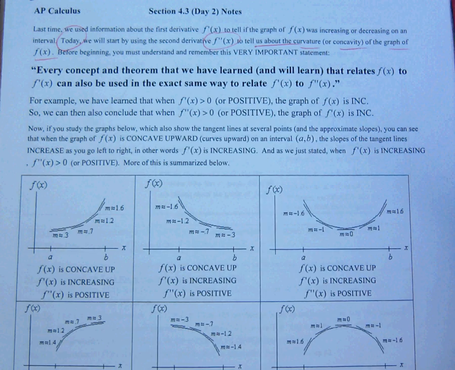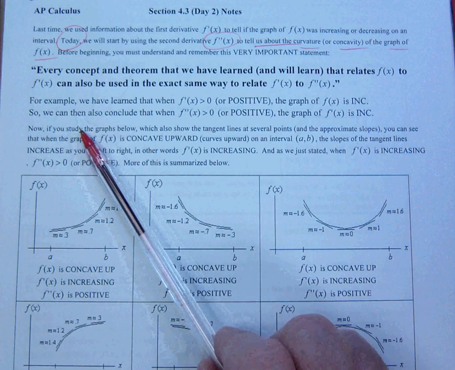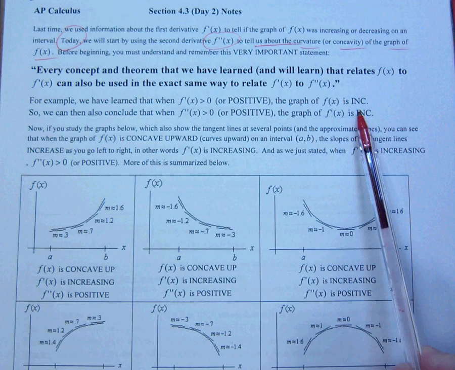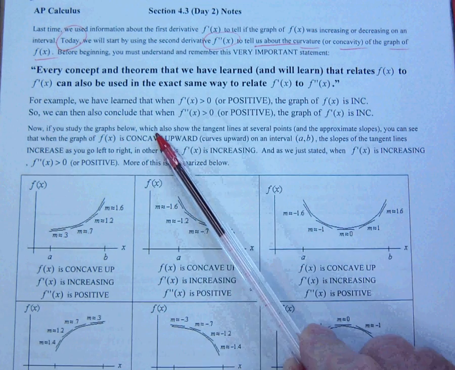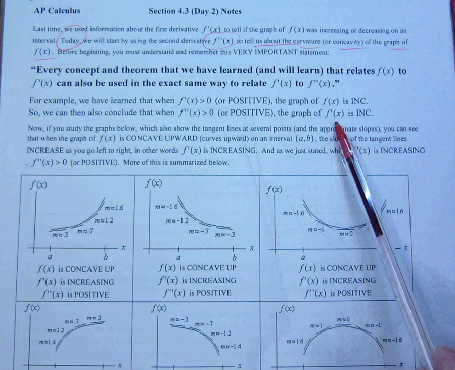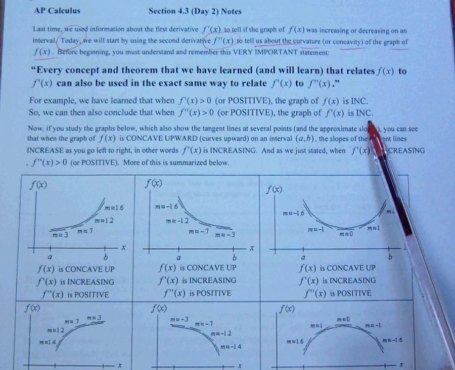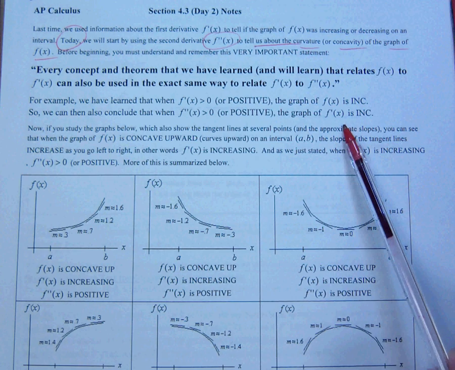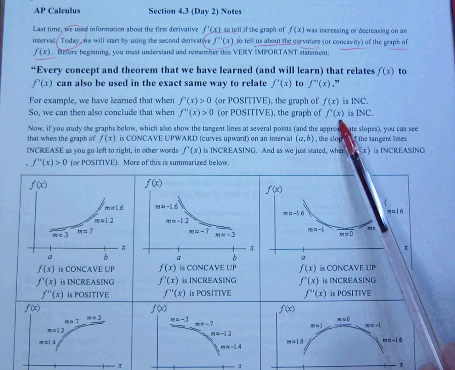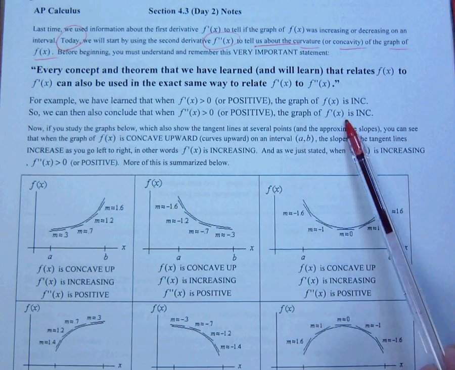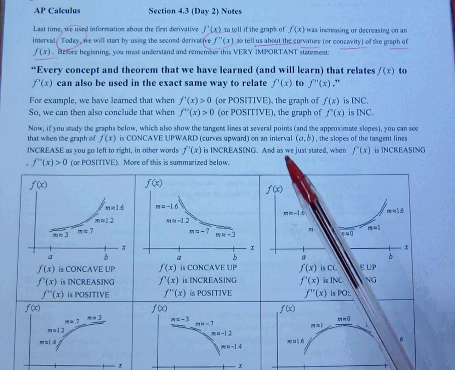But anyway, for example, we've already learned that when f prime is positive, the graph of f is increasing, right? So using that same concept, we can conclude that whenever f double prime is positive, the graph of f prime is increasing. Now, what is the graph of f prime? F prime are the slopes of f, right? Everybody agree? So you'd be looking for when the slopes are increasing. That's when f double prime is positive, and vice versa. Are you following me?